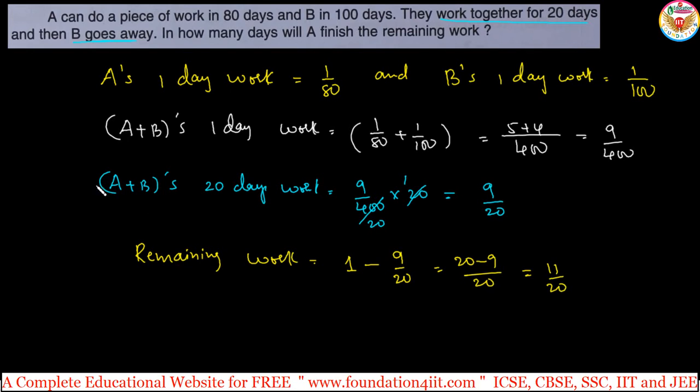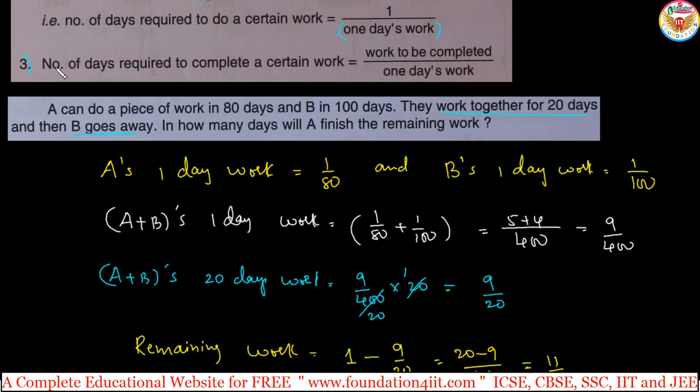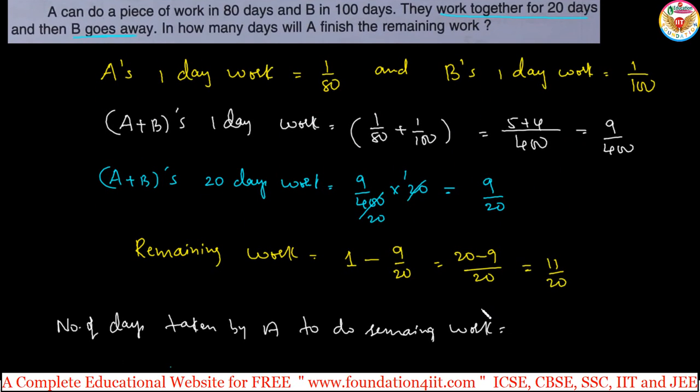Now according to the problem, number of days taken by A to finish the remaining work. So number of days taken by A to complete the remaining work is remaining work divided by A's 1 day capacity. Here you see, number of days required to complete a certain work is whatever work is to be completed divided by 1 day's capacity. So here is the remaining work.